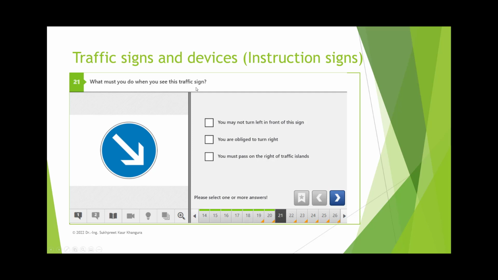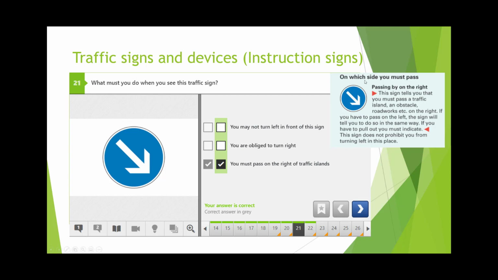What must you do when you see this traffic sign? I'm pretty sure you must have seen this traffic sign on the islands. You may not turn left in front of this sign. No, this is wrong. You are obliged to turn right. No. You must pass on the right of traffic islands. This is the correct option. Whenever you see this traffic sign, it means you must pass on the right of traffic islands.